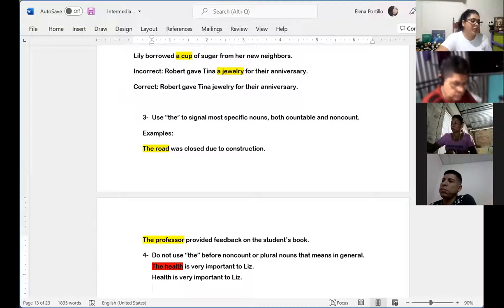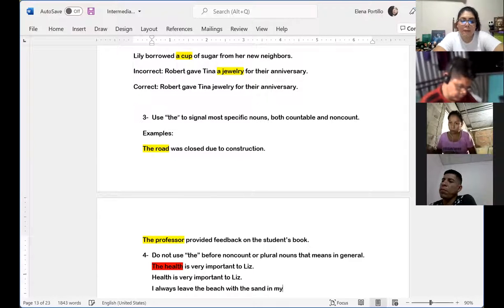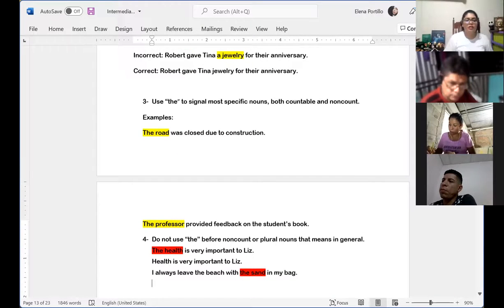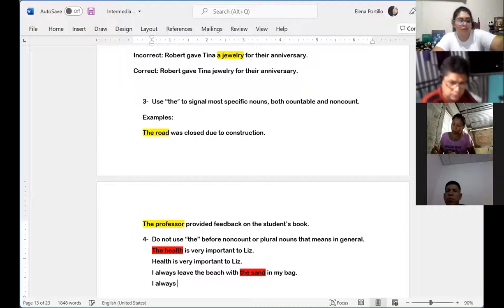Another one is, I always leave the beach with the sun in my bag. This is incorrect because of this part, the sun. I always leave the beach with the sand in my bag. Siempre dejo la playa con la arena en mi bolso. In that case, we can use sand without the because it's general, not a specific word. I always leave the beach with sand in my bag. Just like that.